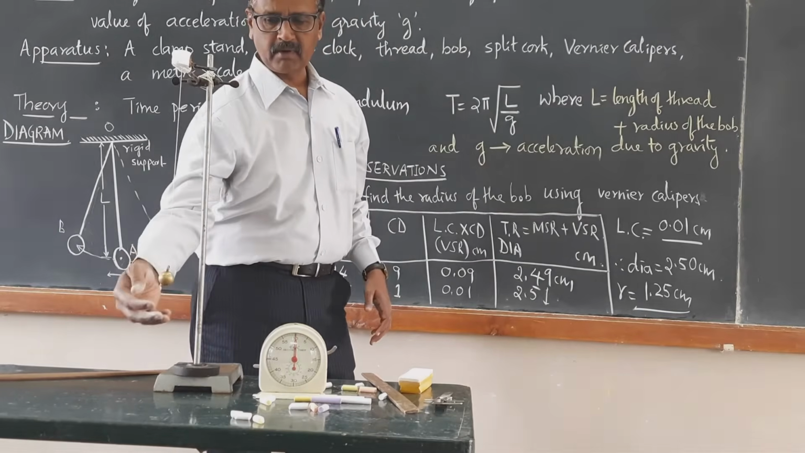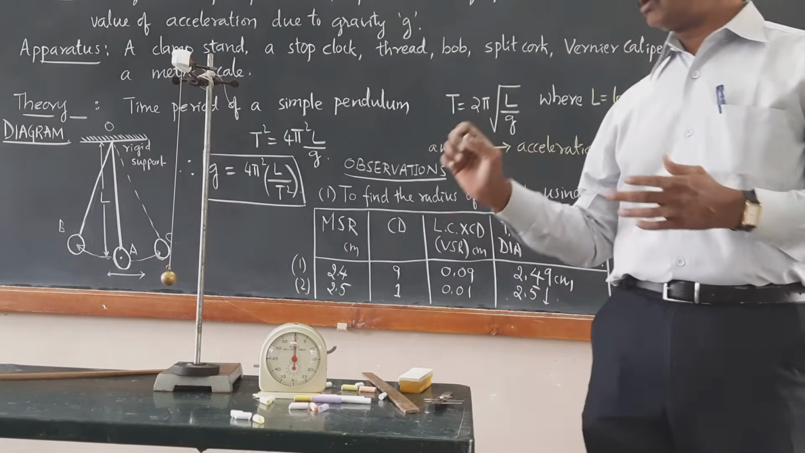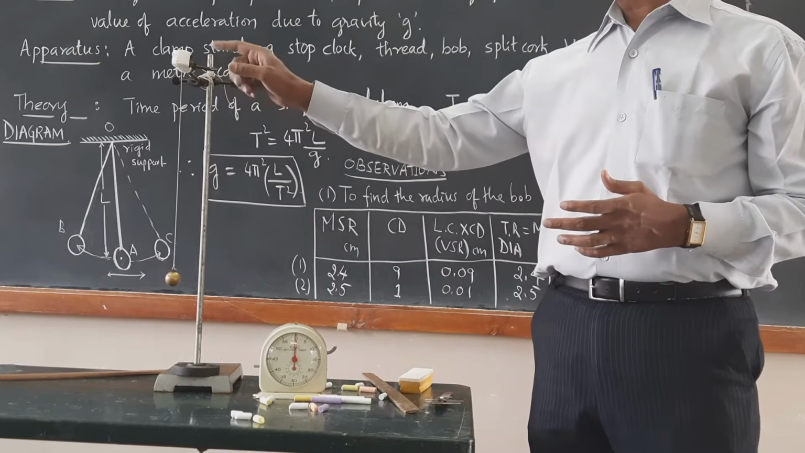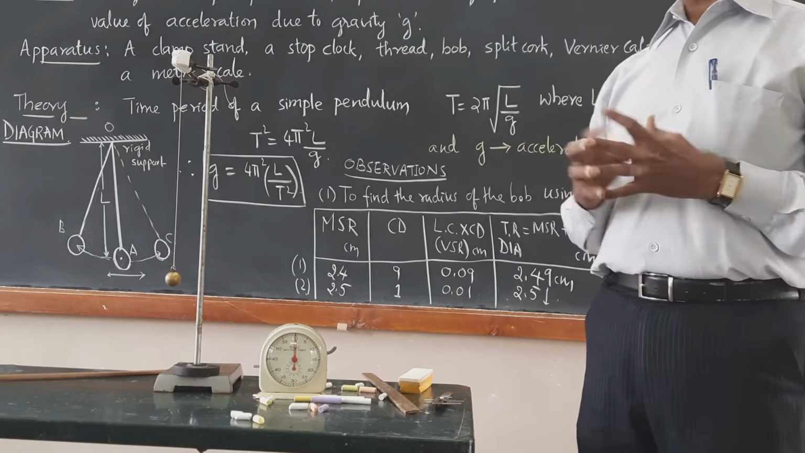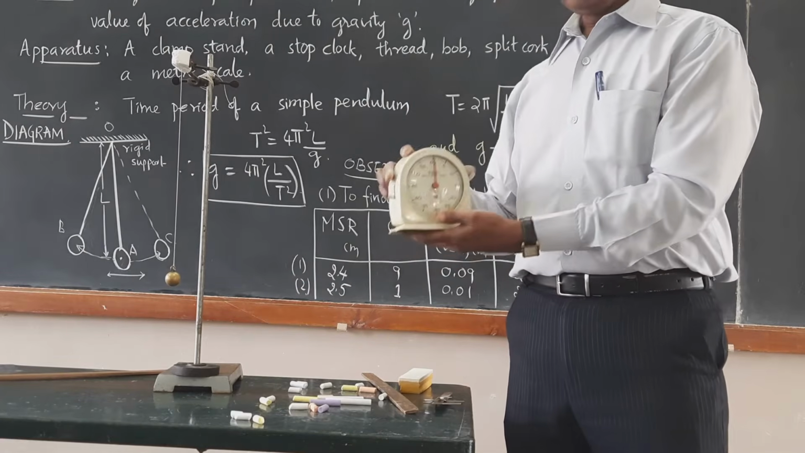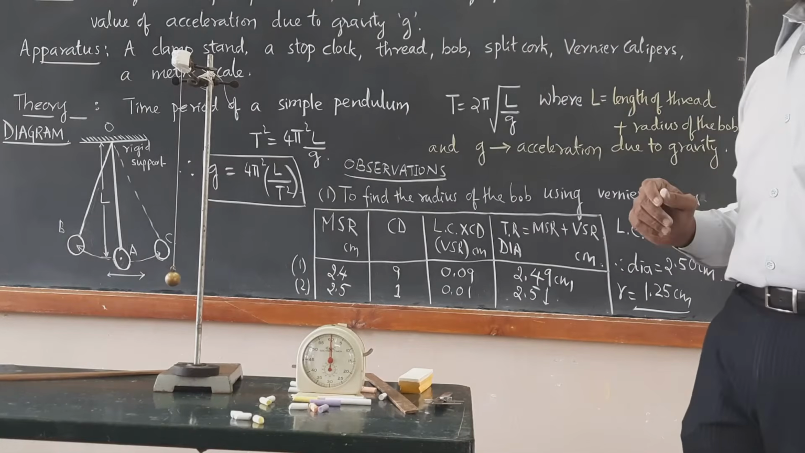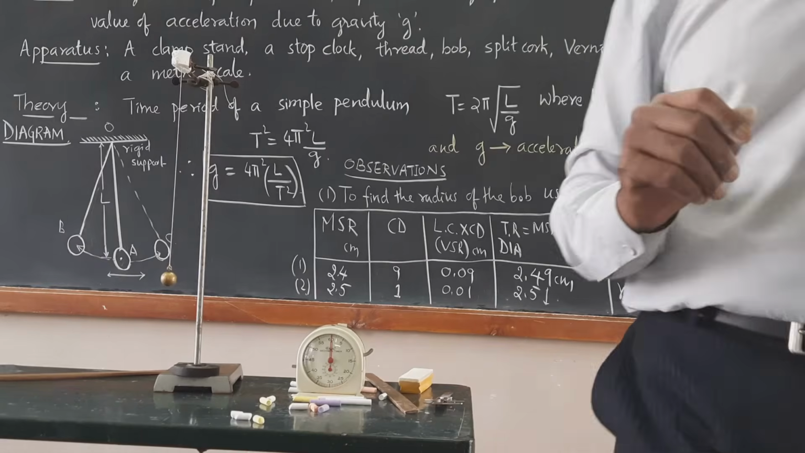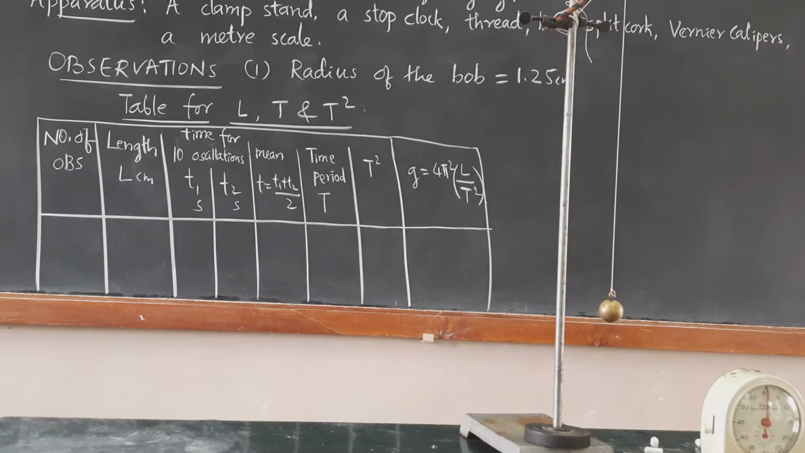With the help of the radius of the bob, I can now find out the length of the pendulum. So first, for a particular length, we will note it down and accordingly we will stretch. Here is the clamp of the stand and this is the split cork. And here is the stopwatch. Now we will measure the particular length. Before that, we will have a tabular column. We have already found the radius of the bob: 2.5 divided by 2, so it comes out to be 1.25 centimeter.